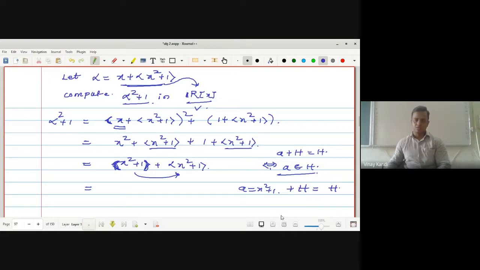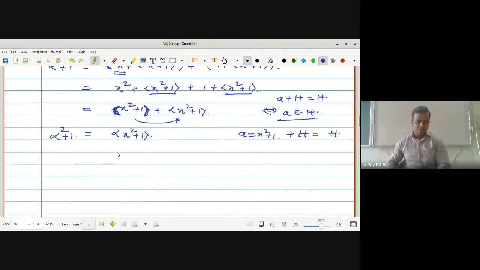h. So here we get x square plus 1. Ideal generated by is x square plus 1. So this is the value of alpha square plus 1. Okay, but what is x square plus 1? This is the 0 element of capital R of x divided by ideal generated by v. So yeah, sorry, ideal generated by x square plus 1. Okay, v is the ideal generated by x square plus 1. So this is the alpha square plus 1.